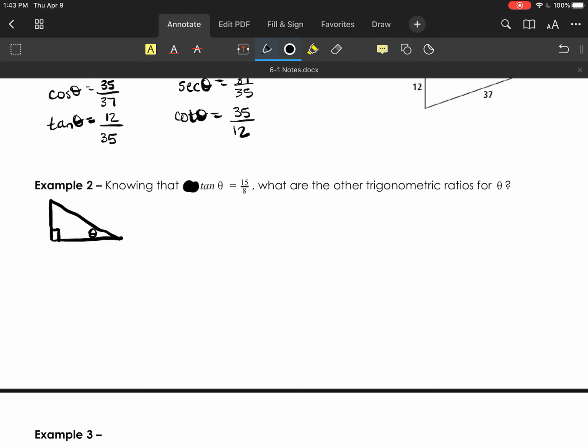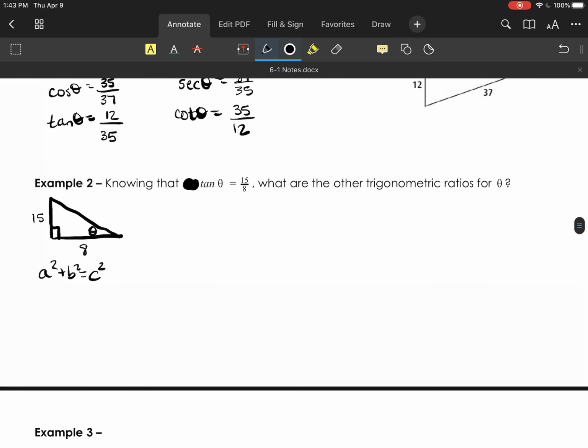Then, tangent of theta, I think, okay, what is tangent? Tangent in SOHCAHTOA would be opposite over adjacent. So that means my opposite side is 15, my adjacent side is 8. So then we figure out, okay, how can we find this missing side, the hypotenuse? Think back to something called Pythagorean theorem. A squared plus b squared equals c squared. It helps you find missing sides of right triangles. So use this to find the missing side.